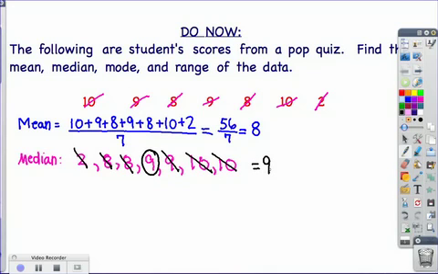The mode is the most popular answer, or the number that occurs the most. You can have no mode, you can have one mode, or you can have more than one mode. In this case, the numbers 8, 9, and 10 each appear twice. So our mode would be 8, 9, and 10.